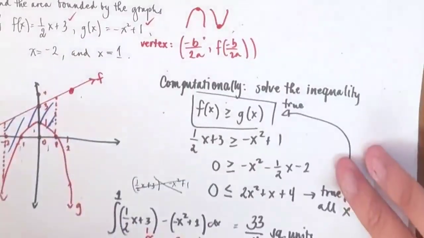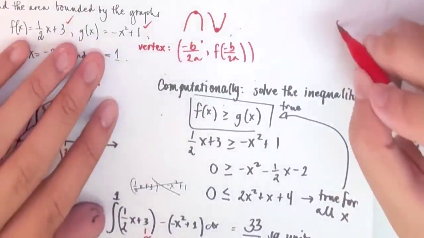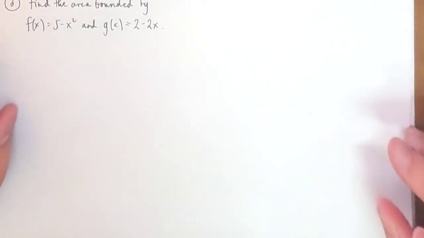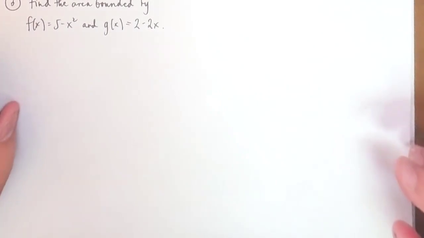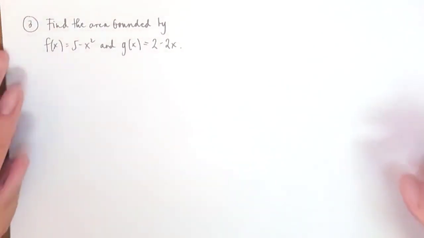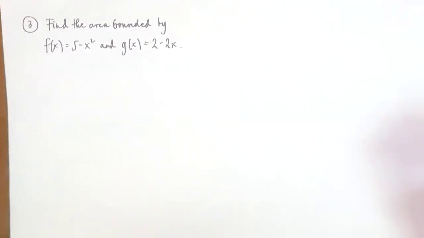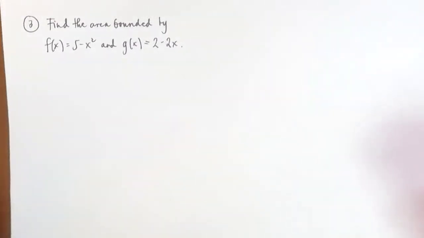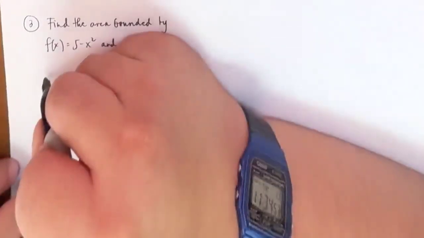Okay, so this is page 6, second to the last. Find the area bounded by f(x) = 5 - x² and g(x) = 2 - 2x. Now, you could graph this for sure. We could do the same thing as we did before, but let's just do this computationally.